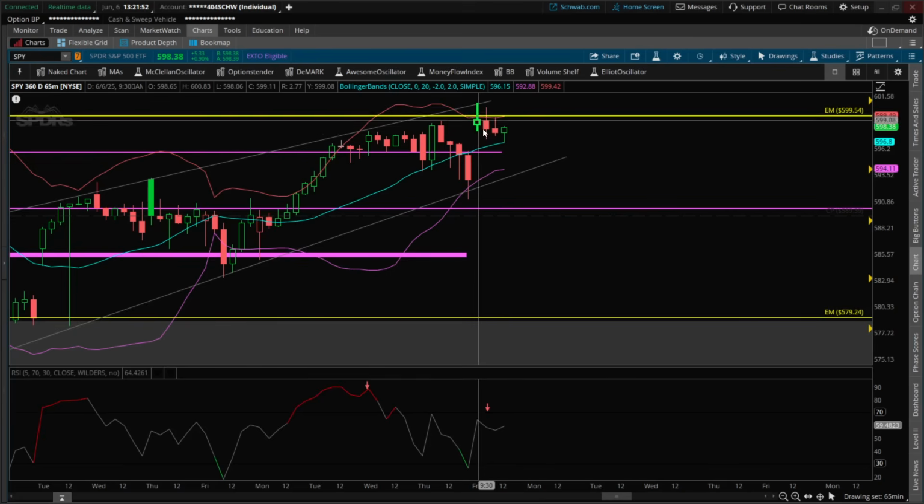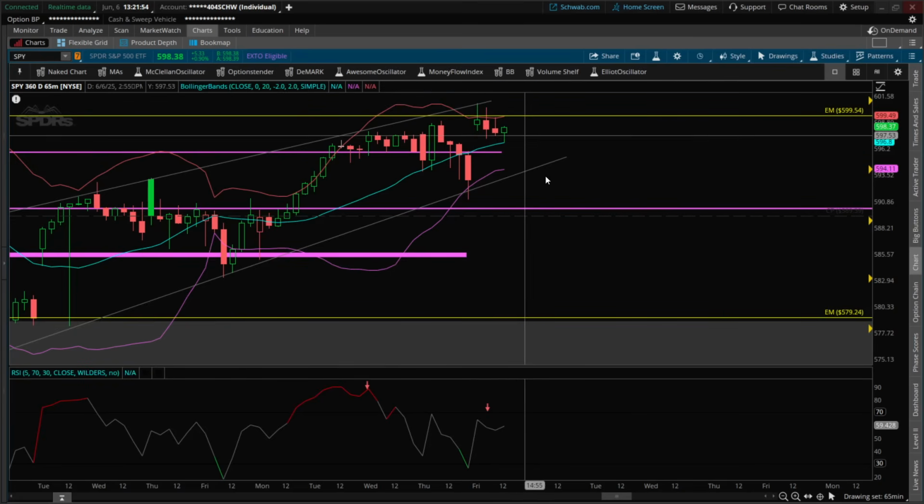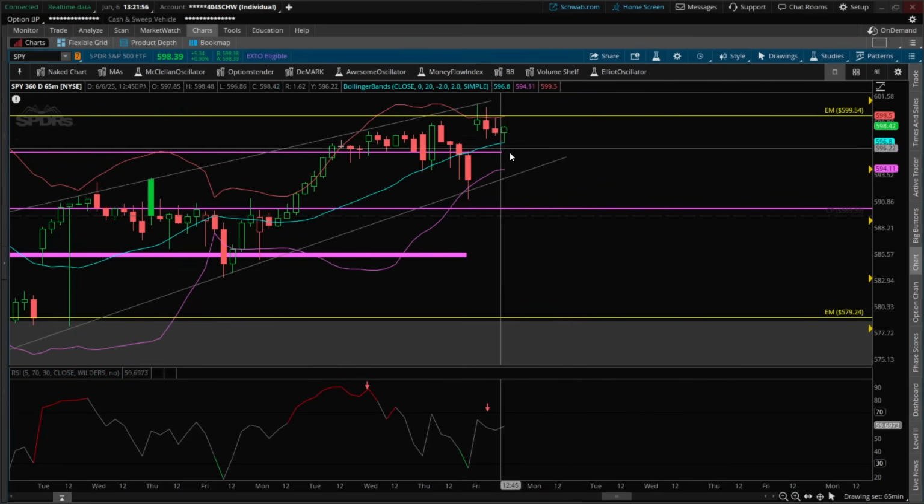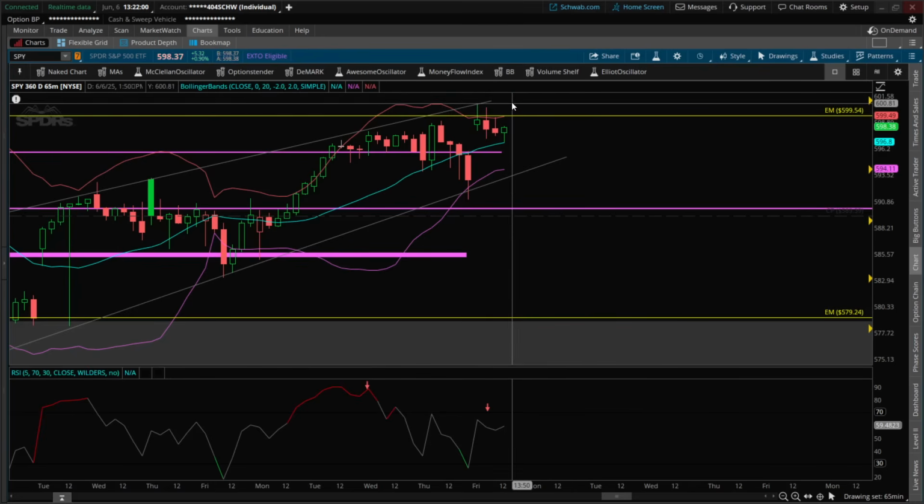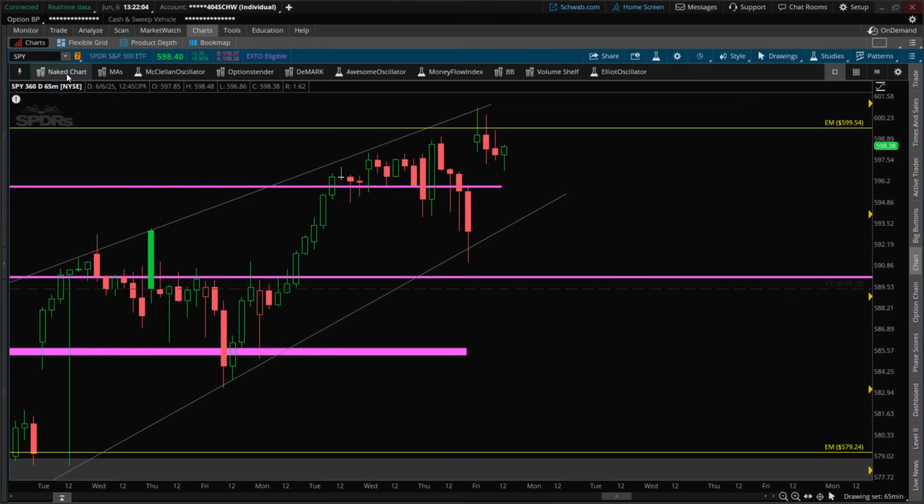I don't know if we're going to get a 5-wave move in here and then make a lower high, or if this is a flag and we make a higher high. But either way, it's not worth a point in SPY unless you're really just scalping.